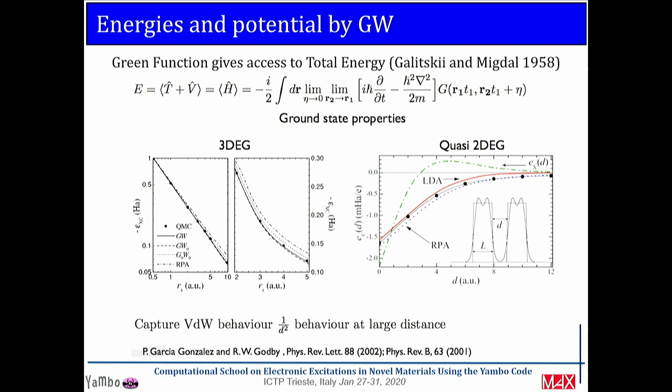As I told in the introduction, in the first slides, we can also calculate total energy using GW. We have the Green function, and with the Green function we have access to total energy. Here is the example of the three-dimensional electron gas. This is a work by Pablo Garcia Gonzalez and Rex Gobbi, where they showed that the correlation energy of the three-dimensional electron gas at high density, small rs, in the GW approximation, but this is not G0W0, I mean the self-consistent one, not the vertex, the self-consistency in terms of G and W, provides a perfect agreement with quantum Monte Carlo calculation.